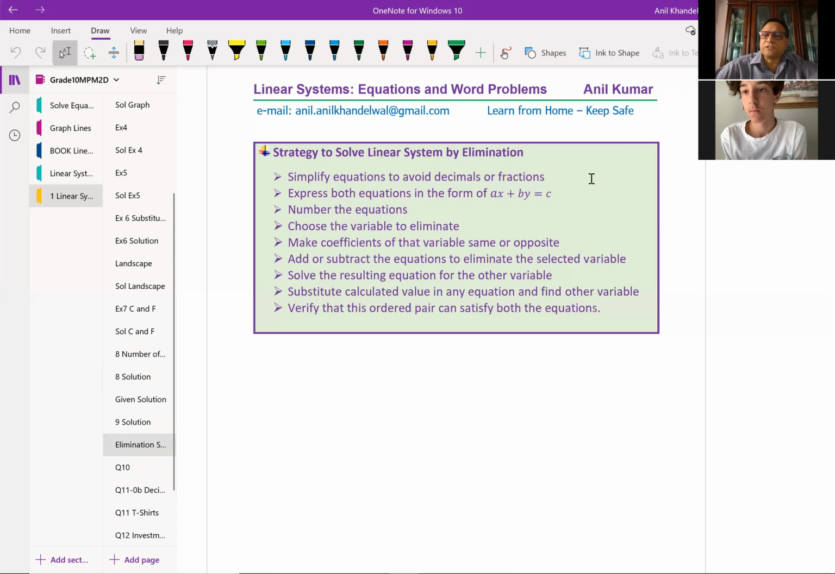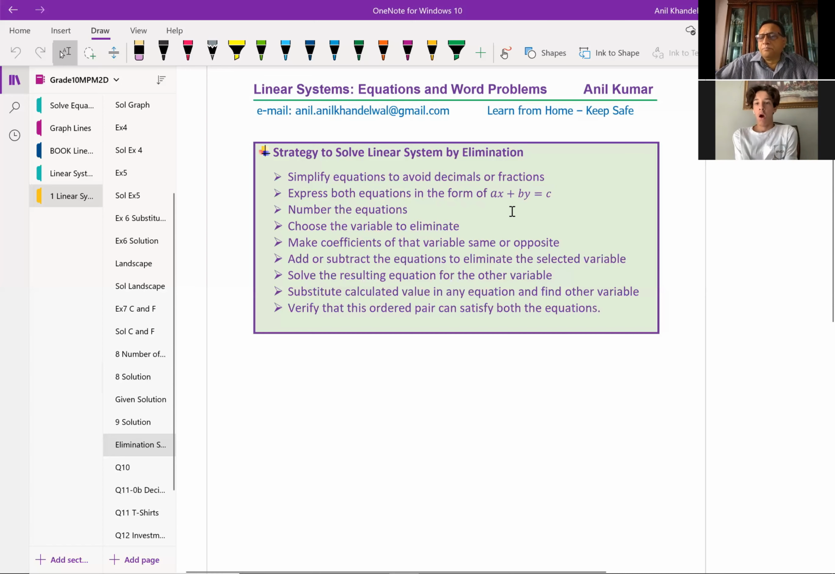In case of fractions, you have to multiply by the lowest common multiple to avoid all the fractions. So we get your equation in a form which is without fractions and decimals. And now the second step should be express your equation in the form ax plus by equals c. So even if it is given in standard form, take c, the constant term, to the other side. That helps, okay?